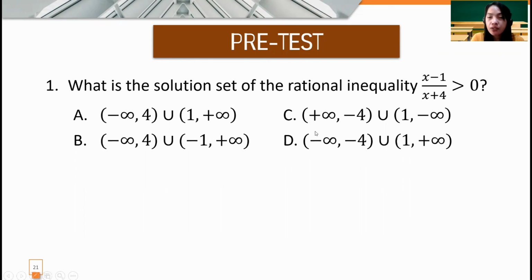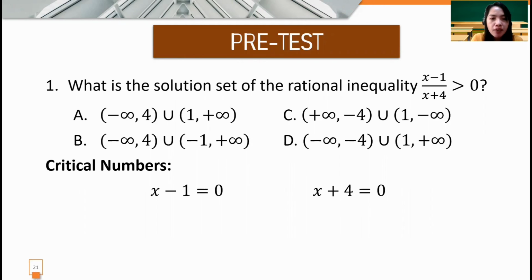In number 1, all we have to do is to check the inequality symbol in the given inequality and also the critical numbers. Since the inequality symbol used is the greater than sign, ibig sabihin lahat ay dapat naka-parenthesis. Wala dapat dyan bracket. So for the critical numbers, we have to take note the numerator, that is x minus 1, equate that to 0, and the denominator is x plus 4, equate that to 0. Then find the value of x.